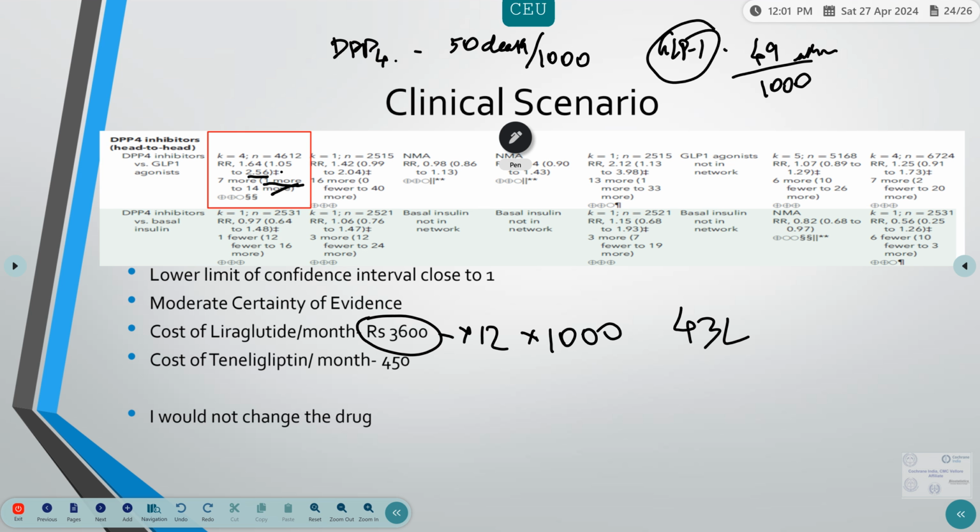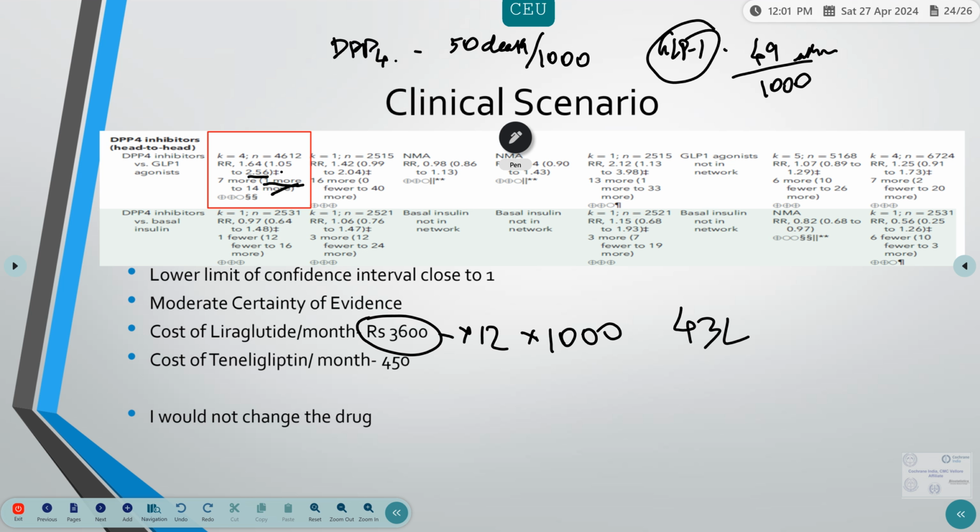So finally, looking at this meta-analysis, will you say it is a strong recommendation to give liraglutide to all patients? Or will you say it is a conditional recommendation? If you want, give it to some of them. If you don't want, don't give it to some of them.